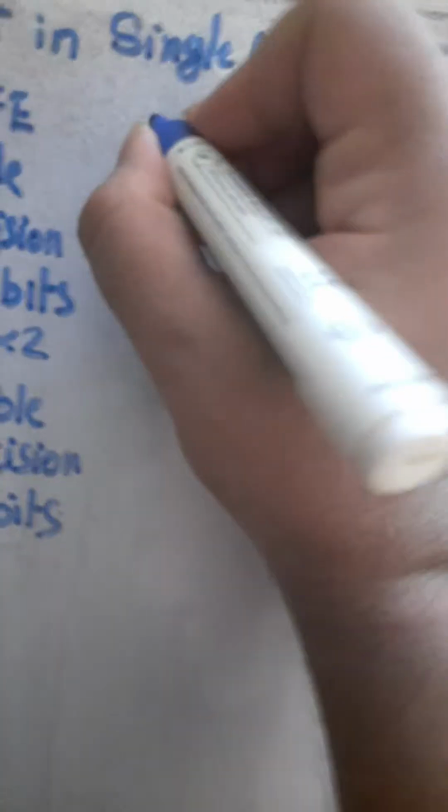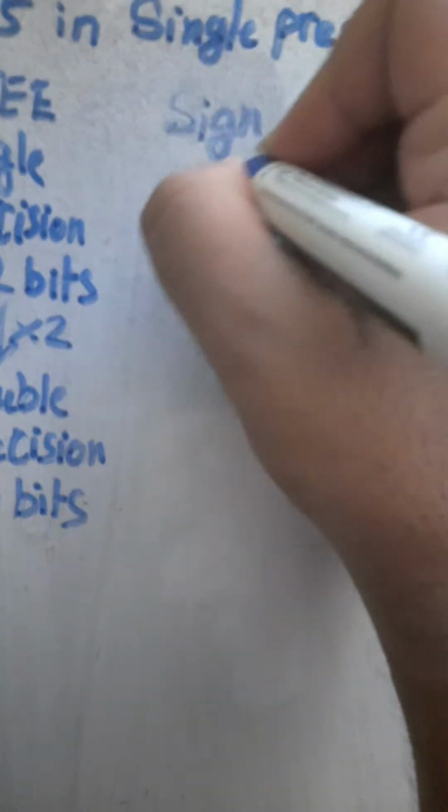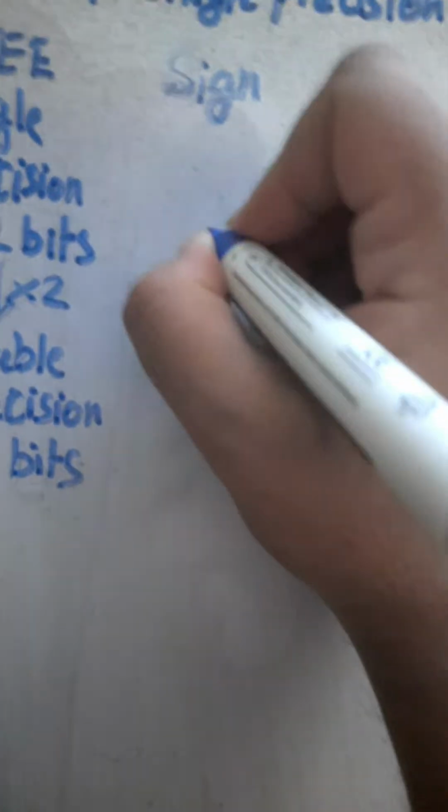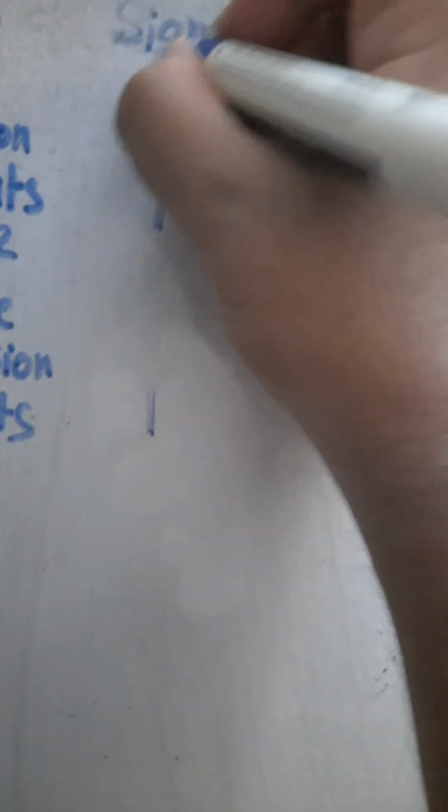Now what happens is, there are sign bits, and the sign is always one bit, whether it is single precision or double precision, because it is always going to be 0 or 1. It doesn't need many bits.